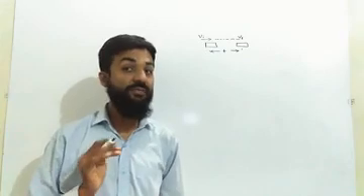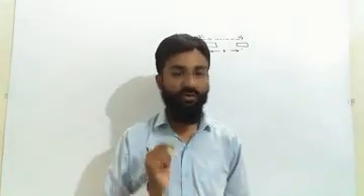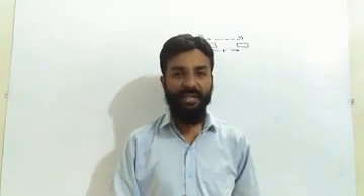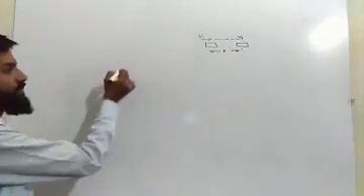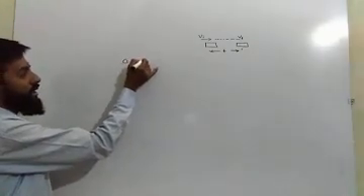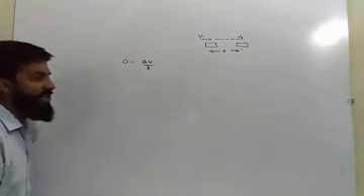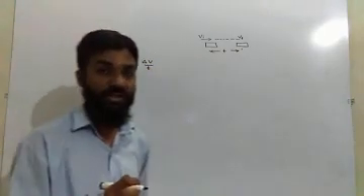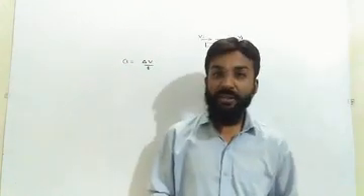When the velocity changes, acceleration will be created in that body, and this acceleration is equal to delta V upon t. It means that the rate of change of velocity is known as acceleration.